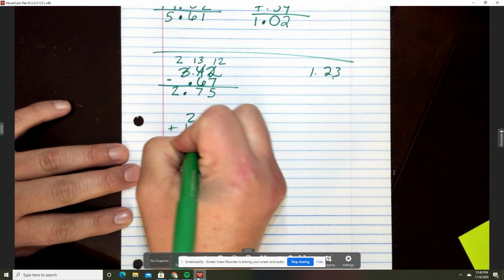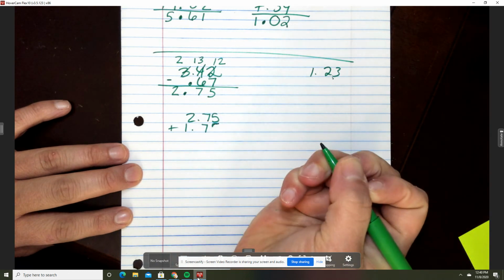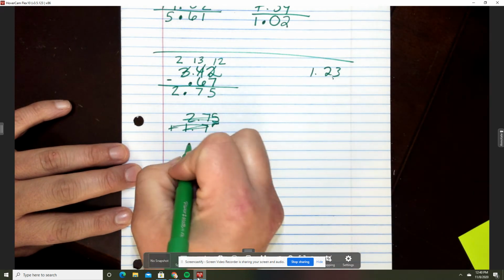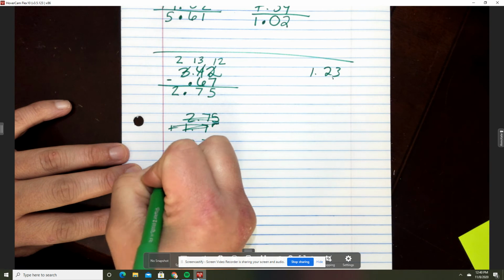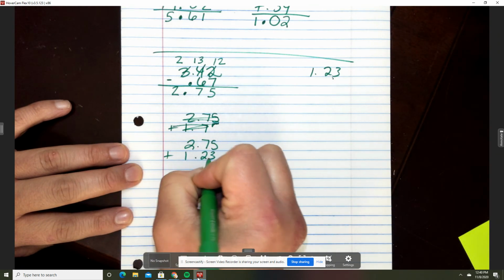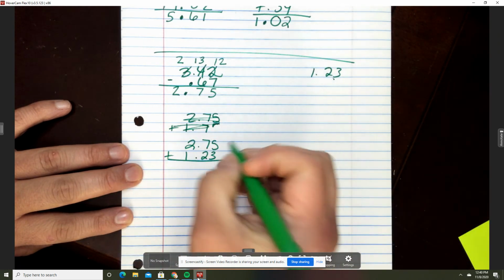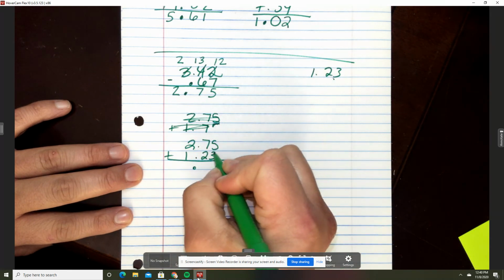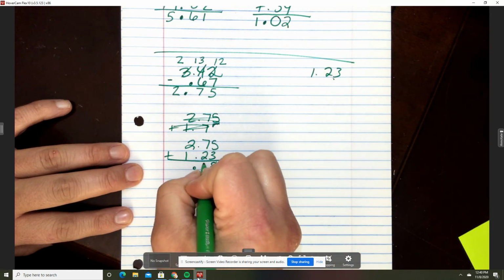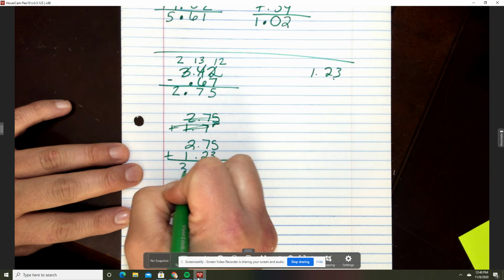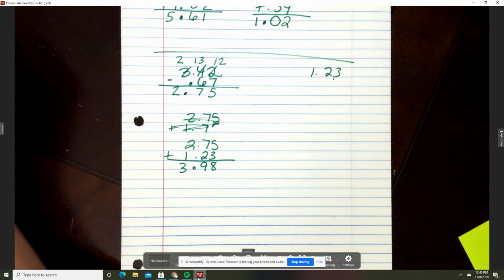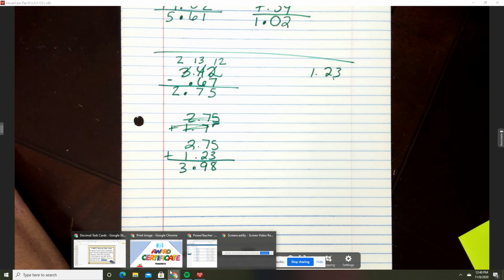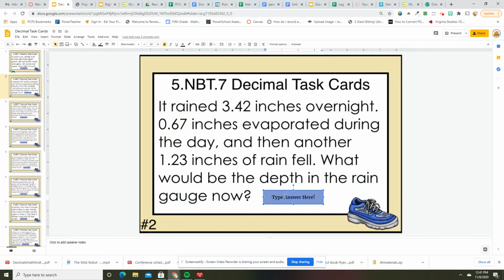So guys, these are going to be multiple step problems. They are multiple step problems, so you're going to have to do 2 or 3 steps to get them answered, okay? So we're just going to add: 5 plus 3 is 8, 7 plus 2 is 9, 2 plus 1 is 3, okay? Again, highlight the type answer in the text box and put 3.98.